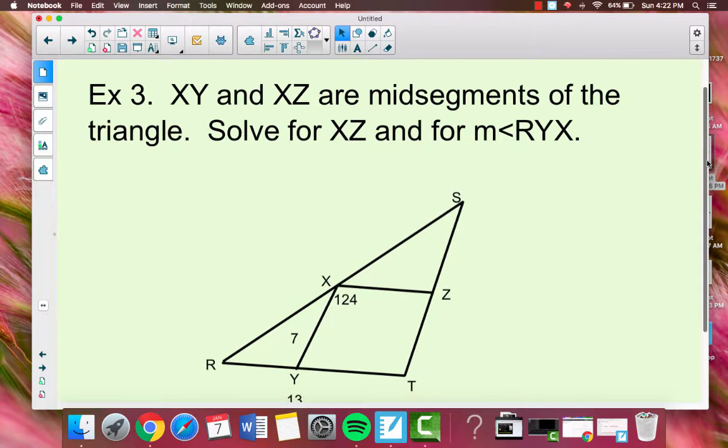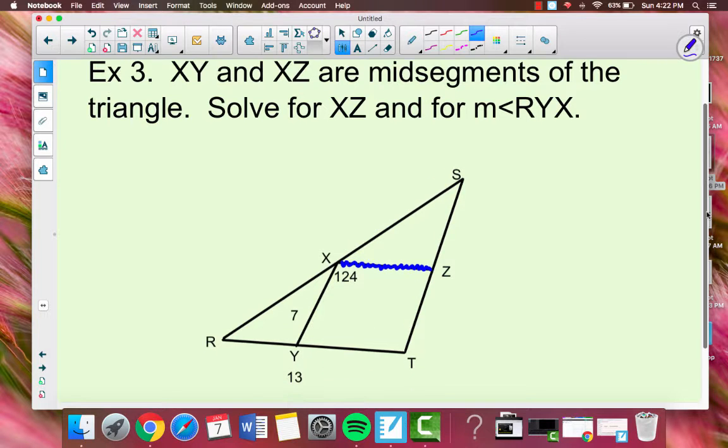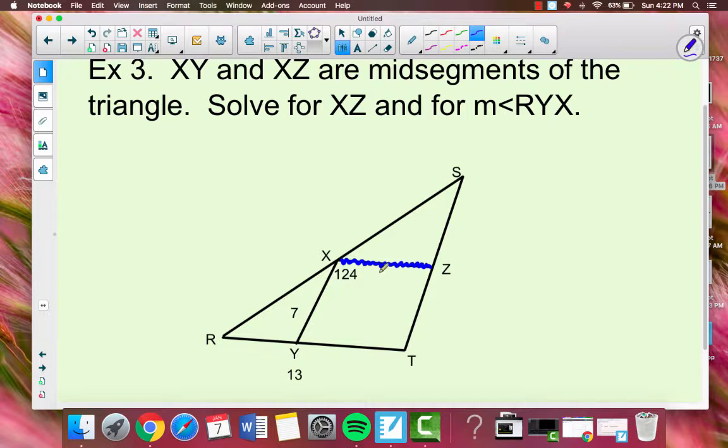So here it tells you XY and XZ are mid-segments, and it says you want to solve for XZ. So let's do that first. XZ is this one I'm coloring in blue right now. And it said it was a mid-segment, so it's going to have to be parallel to the side across from it. So it's going to be parallel to YT.